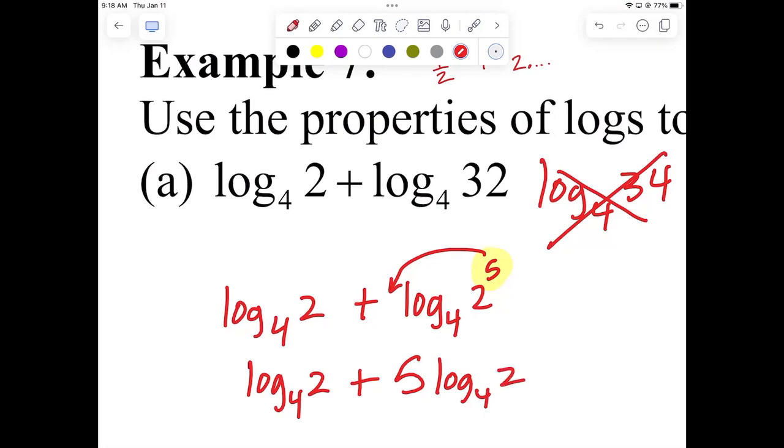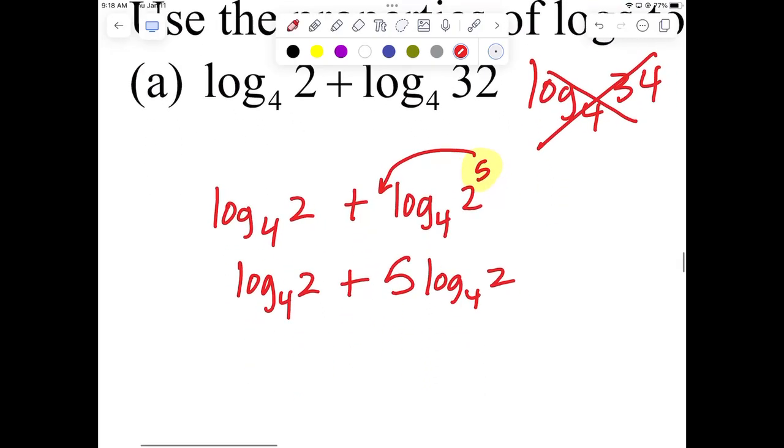Do I now have like log terms? Yes. These are like terms. Watch. I have one of those plus 5 of those, and those happen to be the exact same thing. So what's one of those plus 5 of those? 6 of those. 6 log base 4 of 2s.